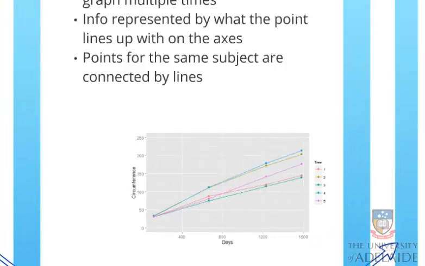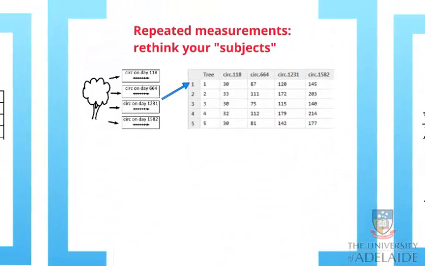Let's have a look at how that works. We've got repeated measurements on the same subject. So here's my tree, and I've recorded its circumference on day 118, its circumference on day 664, its circumference on day 1231, and its circumference on day 1582. And tree number 1 would have all of its data in row number 1, and tree number 2 would have all of its data in row number 2.